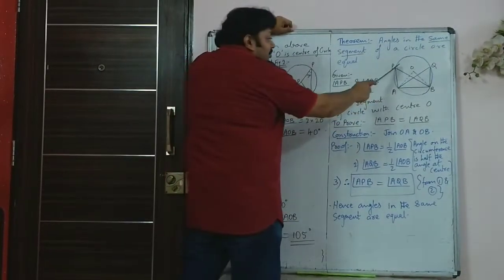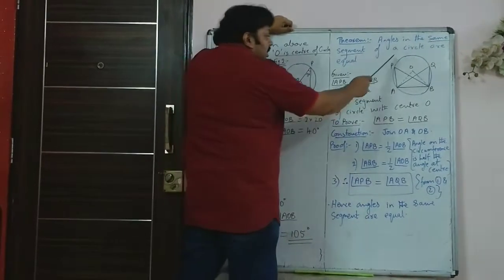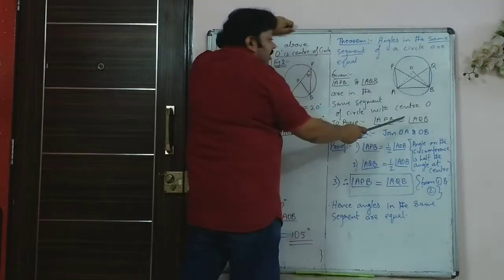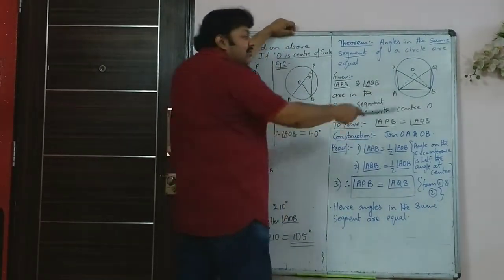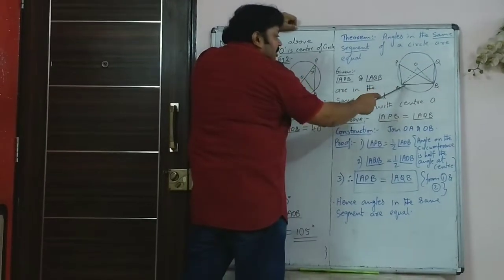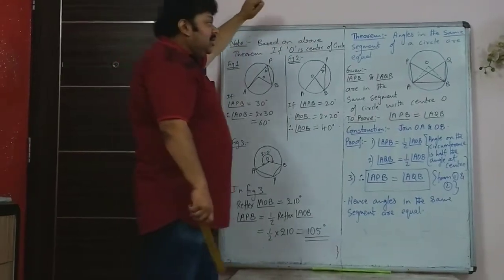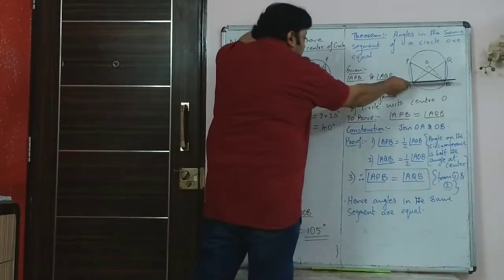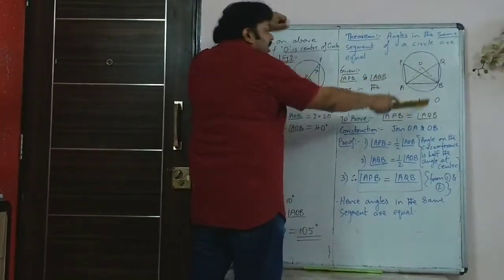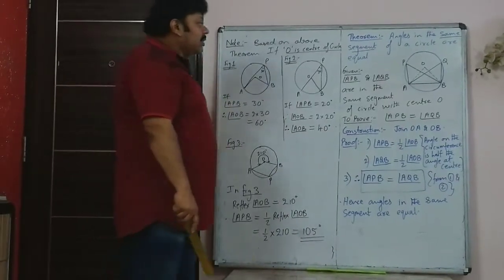So angle APB and AQB both lie in the same segment of the circle. They are both in the same segment. Just remember they have the same chord in front of them. A is the endpoint and B is the endpoint of angle APB and AQB. So both of them have the same chord at the center. So therefore, you have to prove angle APB and angle AQB are equal. So they are equal in value, that is what you have to prove.